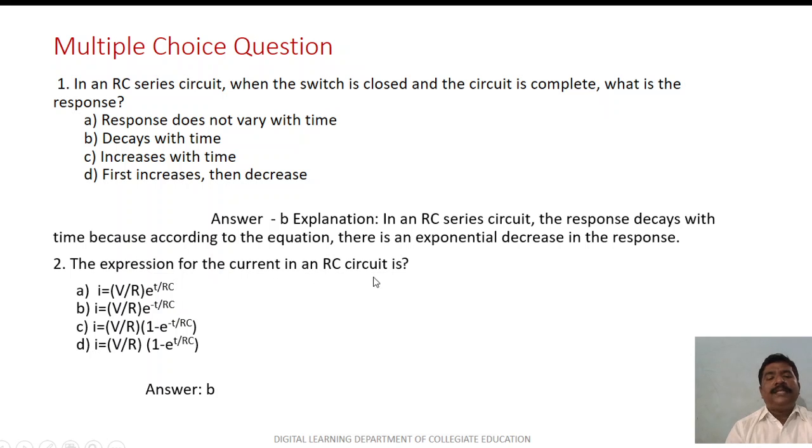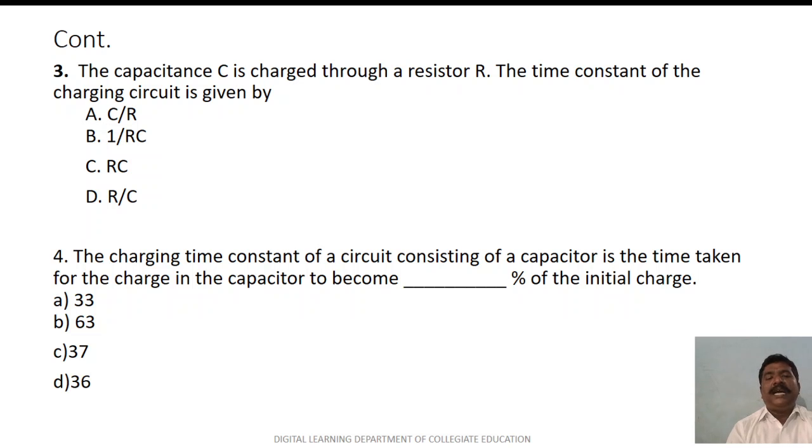The expression of current in an RC circuit is, in terms of current, I is equal to I naught e to the power of minus t divided by CR, where I naught can be represented as V divided by R. So V divided by R is equal to I naught. The answer is B. The capacitance C is charged through a resistor. The time constant of the charging circuit is given by C by R, 1 by RC, RC, or R by C. Looking back at the time constant in charging and discharging of capacitance, C is the answer, that is RC.